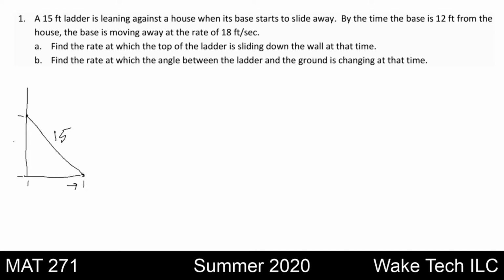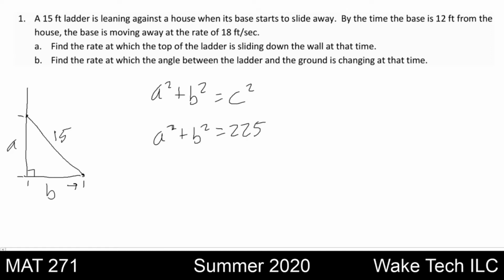So let's give them some variables, maybe a and b. And I use a and b because we know that this is a right triangle, because the house isn't leaning in any direction, presumably. So that means we can create the relationship a squared plus b squared equals c squared. And of course, c is 15, so c squared is 225.